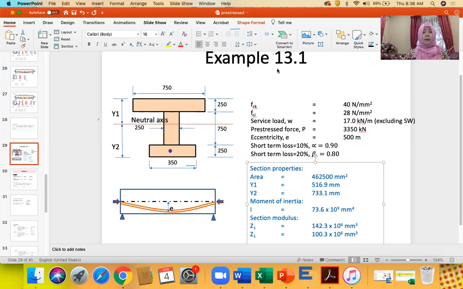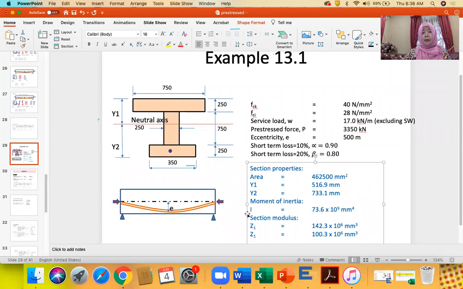Okay, someone want to join in? And the modulus section is also given if the shape is complicated; this is considered complicated. So I is equal to 73.6. Actually, for the pre-stress section, we have a handbook. If your section is I, T, L, something like that, they already provide the Y1 and Y2 and the area as well.